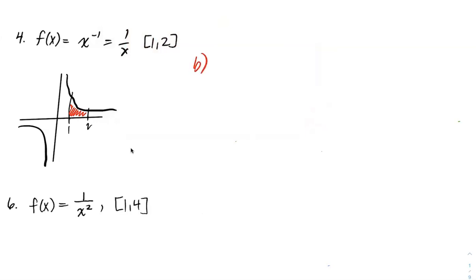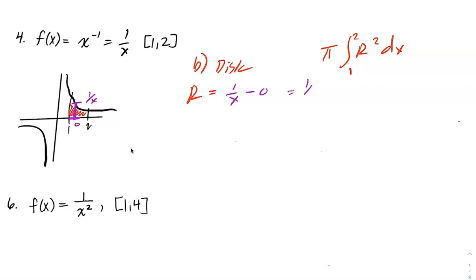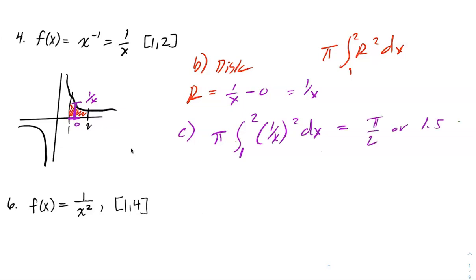So it's again another disk method. That's going to be pi capital R squared dx. In this case, we're going from 1 to 2. So what's my capital R? Well, it's the function to what you're spinning against, so 1 over x minus 0, so just 1 over x. The easy ones with this method are always the same. So we're just going to have pi times the integral from 1 to 2 of 1 over x squared dx. Plug that in, you get pi over 2, or 1.570.